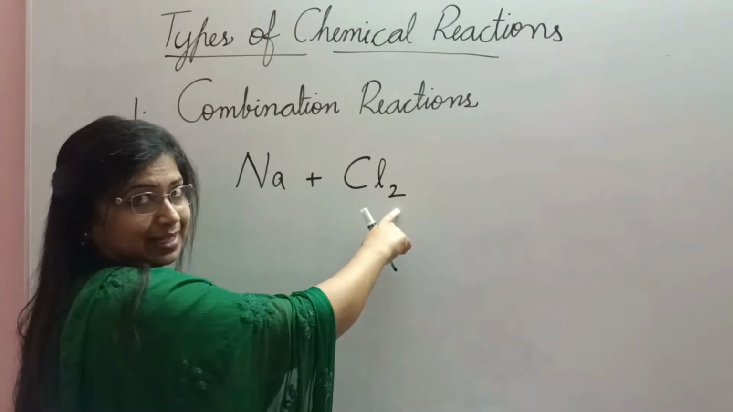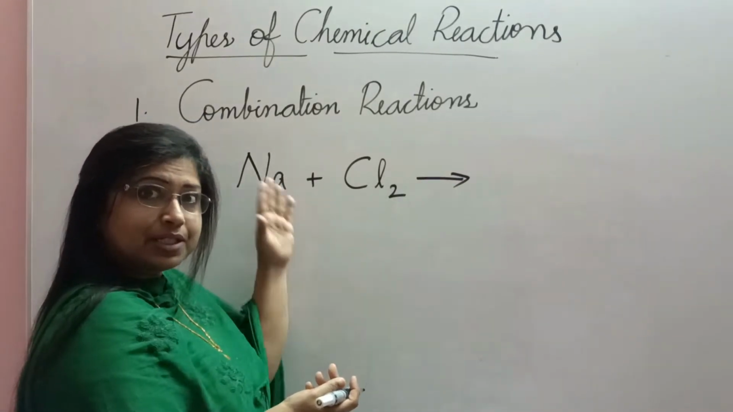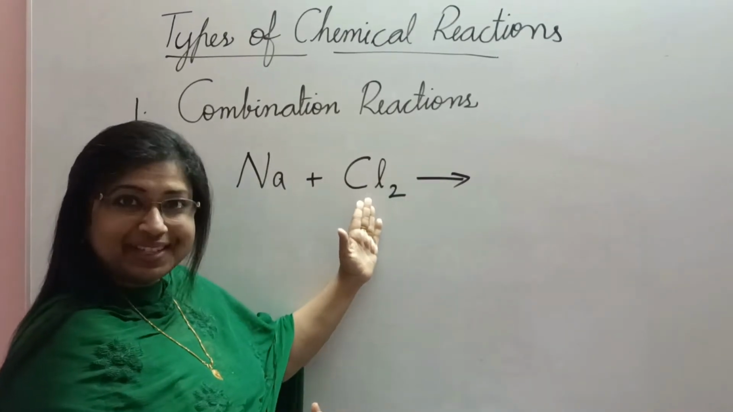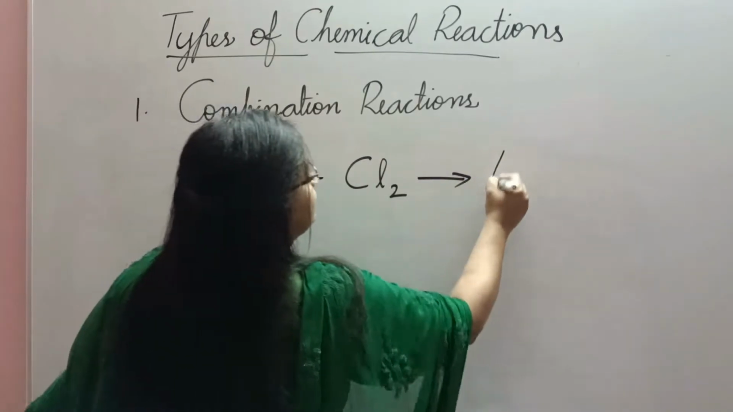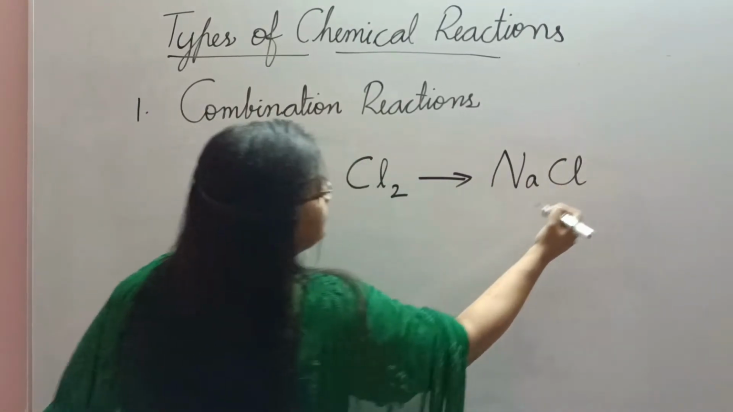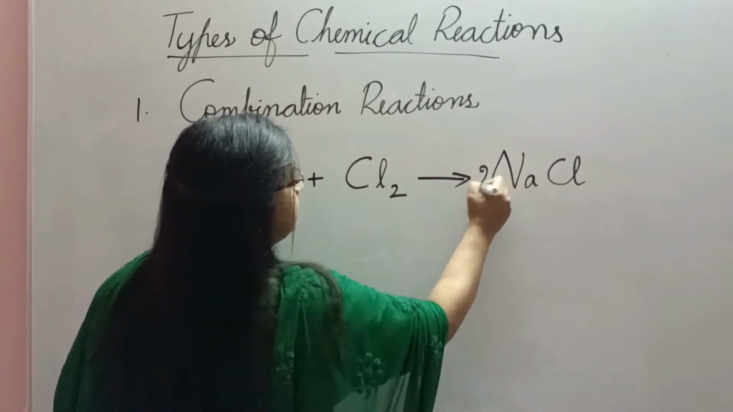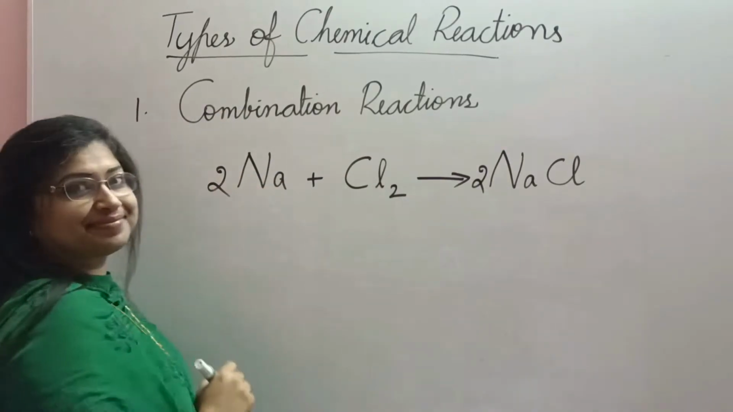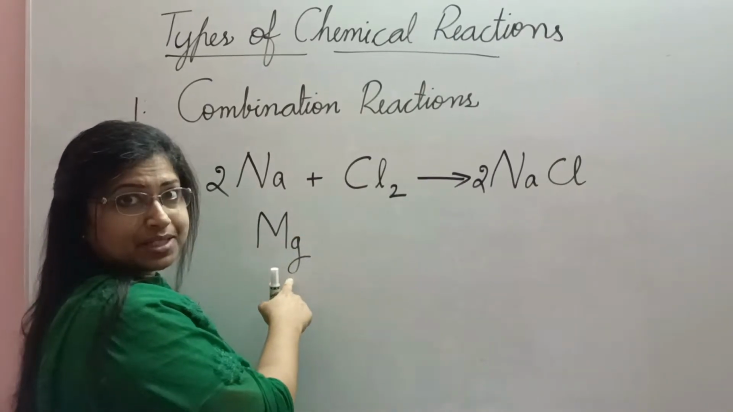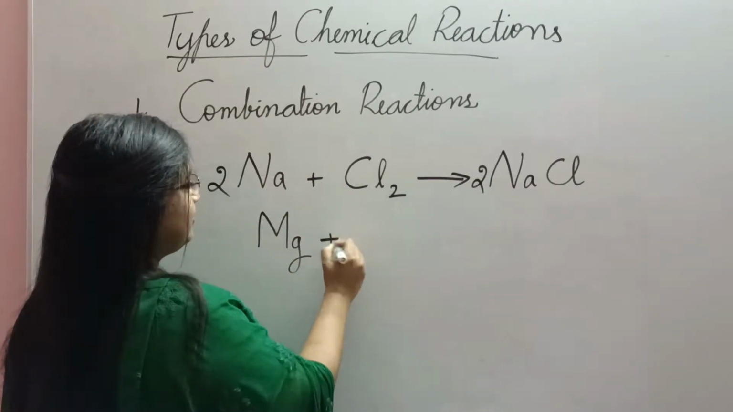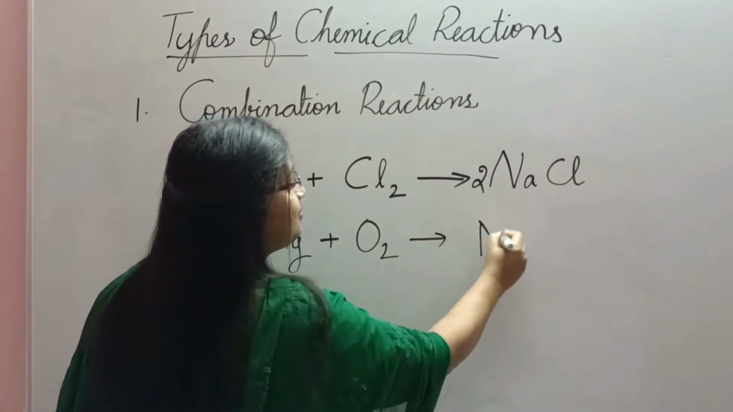Chlorine molecule is diatomic. Now, what will you get? Predict the product. When sodium combines with chlorine, you will get sodium chloride, our common salt. Please check whether the reaction is balanced with respect to chlorine. One more example. Take another metal, that is magnesium. Magnesium combines with oxygen to form what? Magnesium oxide.